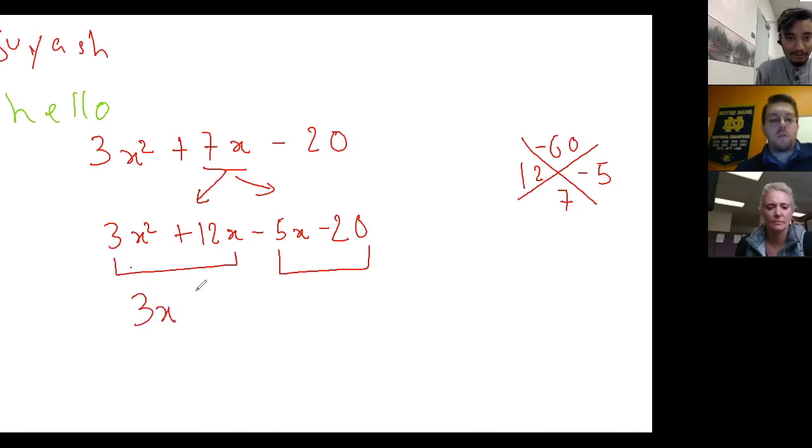So that's a common. We take 3x as a common from both of them, and what is remaining we put under small parentheses. It's a positive x and a positive 4. So we're done with the first group.